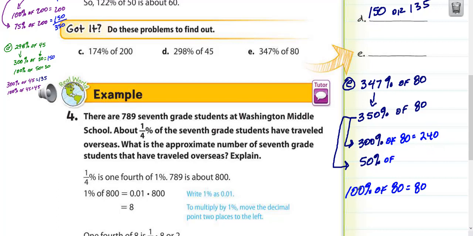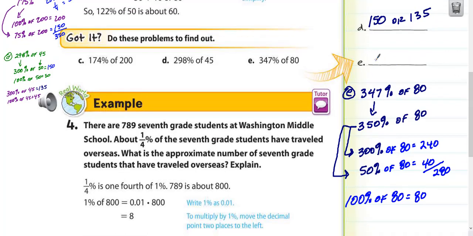50%, that's half of that amount. So 50% of 80 equals 40. And if you put those together, the 240 and the 40, you get 280. 280 is our estimate for 347% of 80. It's going to be a lot bigger than 80. It's going to be over 3 times as much, 3.5 times as much, actually.